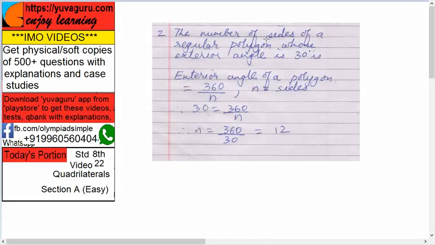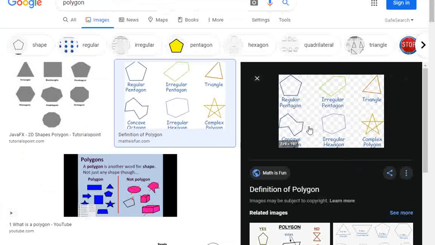The number of sides of a regular polygon whose exterior angle is 30 degrees is, see there are two parts in this. Firstly, what is a regular polygon? Firstly, what is a polygon? And then we will go to regular polygon. A polygon is any figure which has line segments and which is a closed figure. Now this can be 3 sides, 4 sides, 5 sides, anything. 3 and more than 3 sides. If it's 2 sides only, then it cannot be a polygon. So 3 sides and more, it's a polygon.